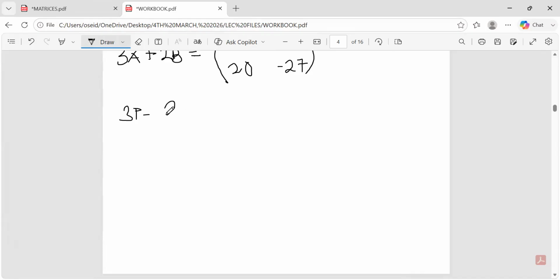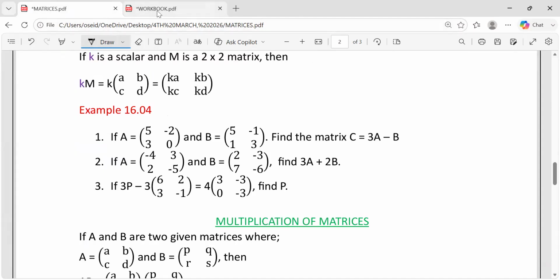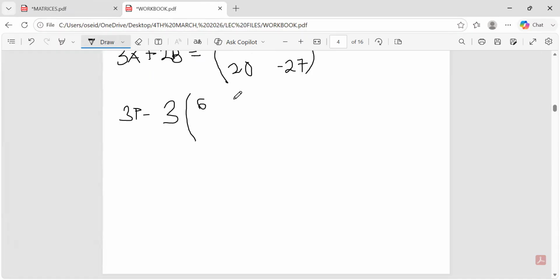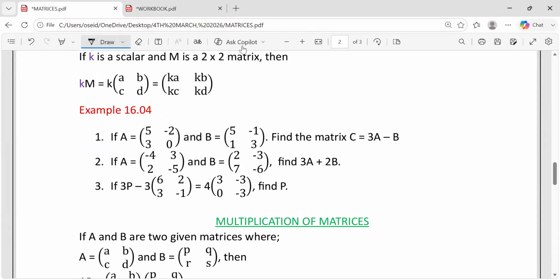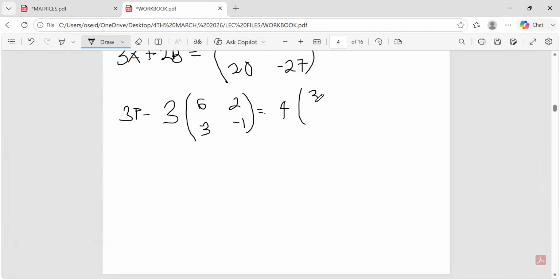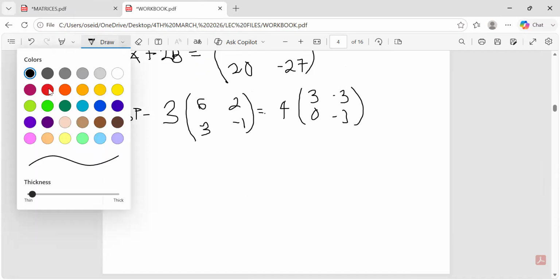So 3p minus 3, bracket open, 6 3 2 -1, equals 4, brackets, 3 0, -3 -3, and we've been asked to find p. So solution.